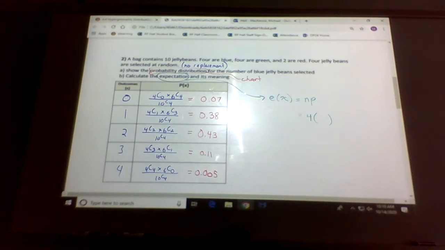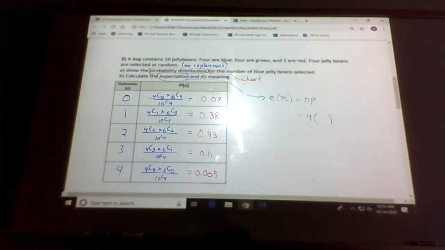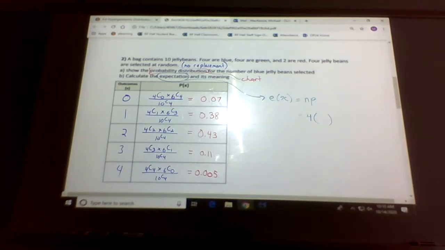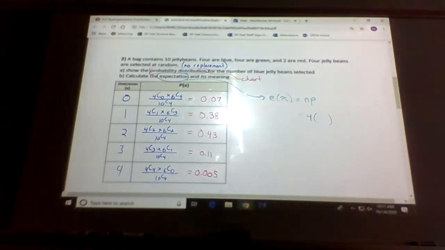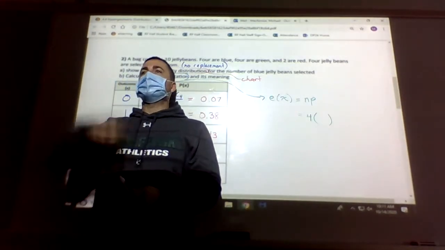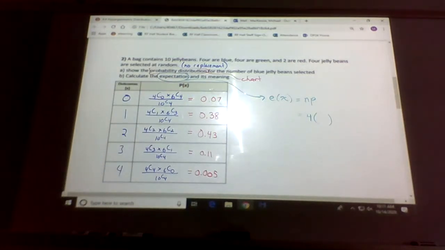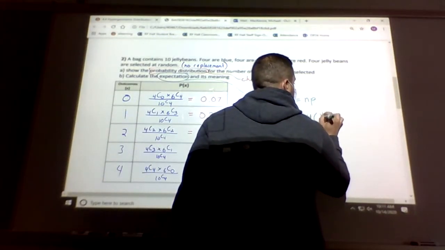We haven't calculated that yet. You should be able to know by looking at the question. What's the probability of picking a blue? If I was just picking one, what would be the probability? Don't look at this at all. That's the probability distribution. If I reach into the bag, what's my chance of pulling out a blue? 40% or 4 out of 10, right? There's 4 jelly beans out of 10. So 40% or 4 over 10, good.